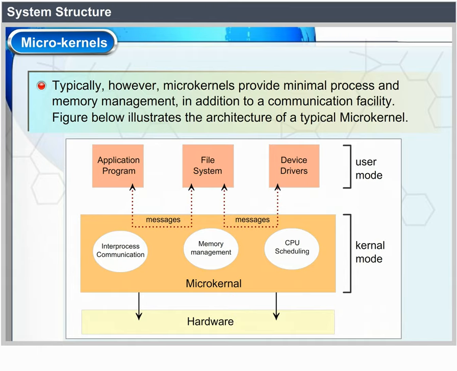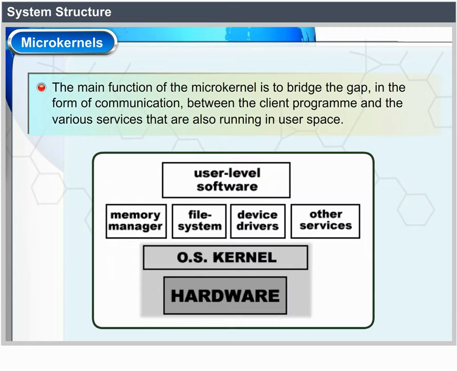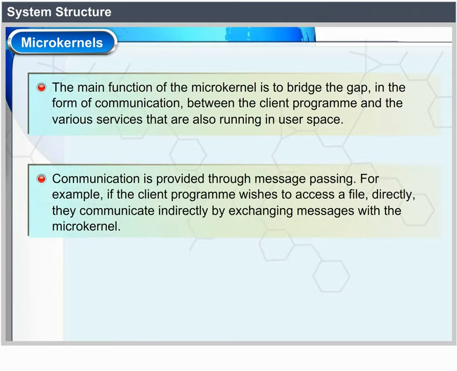The main function of the microkernel is to provide communication between the client program and the various services that are also running in user space. Communication is provided through message passing. For example, if the client program wishes to access a file, it does not interact with the file server directly. Rather, they communicate indirectly by exchanging messages with the microkernel.